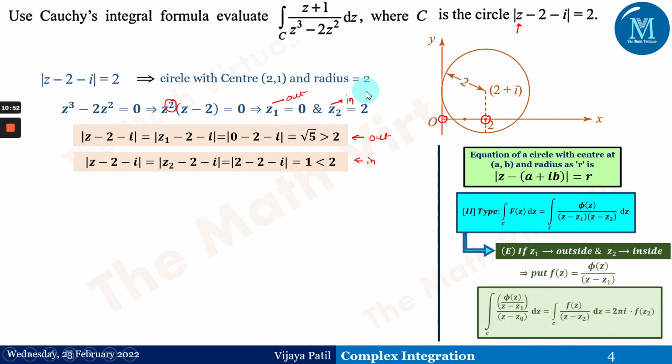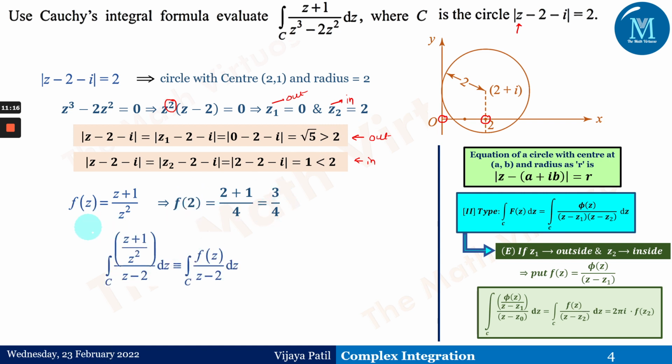So again we have got a combination of this particular type, that is type 2 part E. Again we have to do the same thing: put this phi of z and form f of z. So f of z is the numerator divided by z square, because it is repeated. Therefore we have to find the value of f of z2, that is f of 2. The value of f of 2 is 3 by 4.